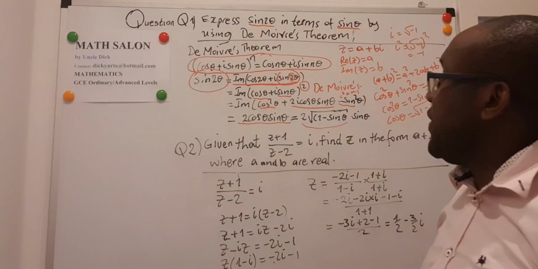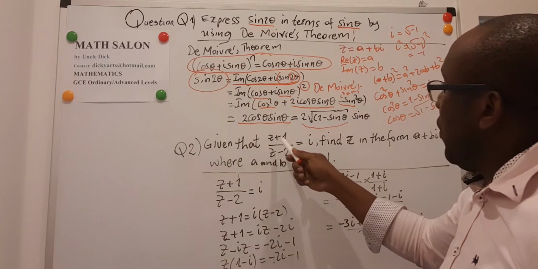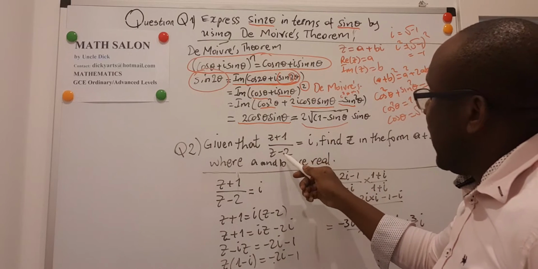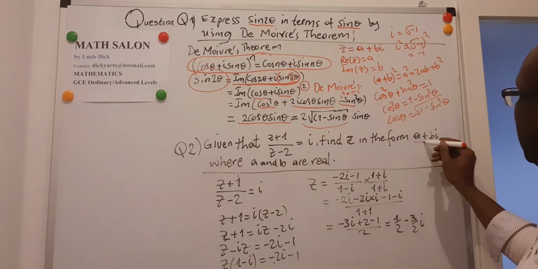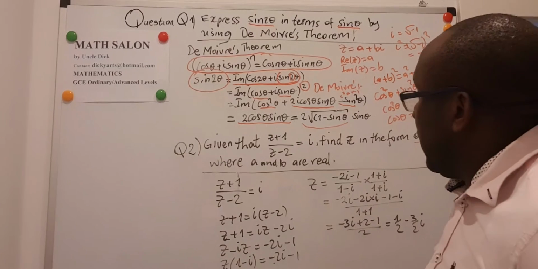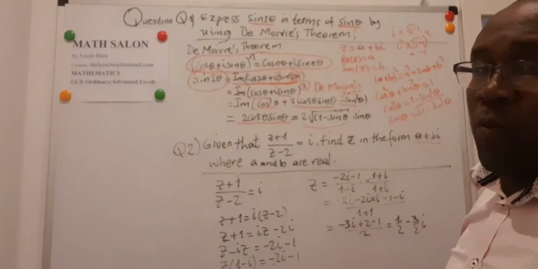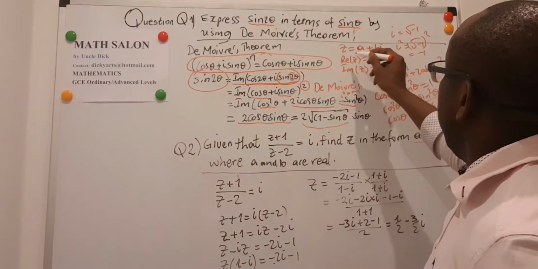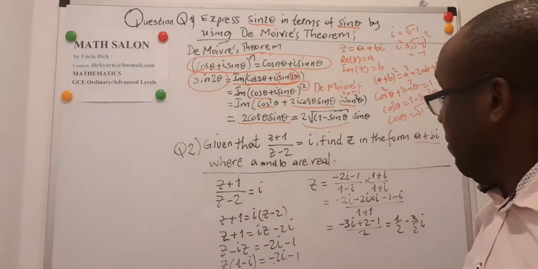The second question says, if we are given this complex number written as (z plus 1) divided by (z minus 2) is equal to i, where z is a complex number of the form a plus bi, then we should look for that z. So simply, we should look for a and b. And the a and b are real numbers.